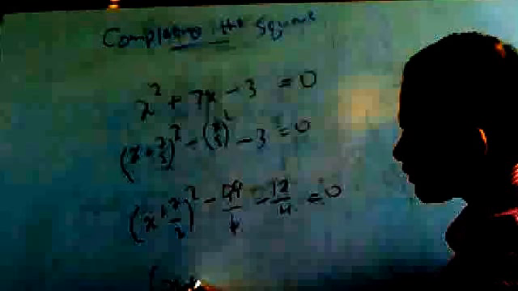So x plus 7 over 2 equals plus or minus the square root of 61 over 4. The 61 I can't square root, but the 4 I can, so I made it into a 2. Now x equals minus 7 over 2 plus or minus root 61 over 2. So x equals minus 7 plus root 61 over 2, or minus 7 minus root 61 over 2, and that's my answer.